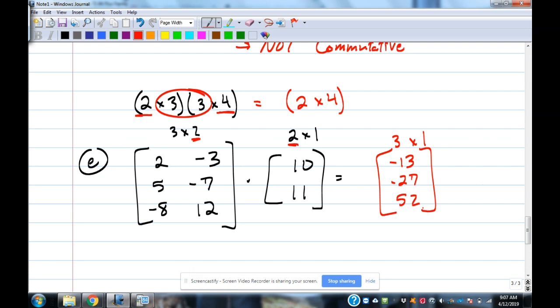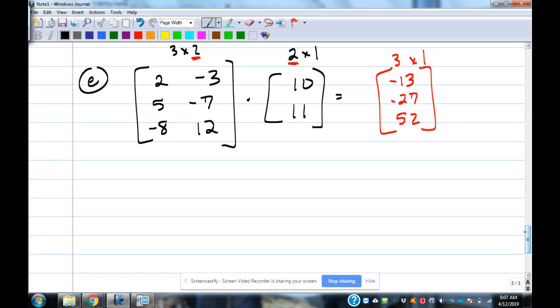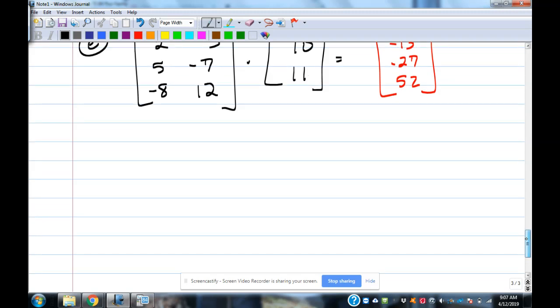Again, I don't expect you to do matrix multiplication by hand. If you want to learn how to do that a little bit better, I'll be glad to show you on the work day if you want to do that, but I don't require you to be able to do that by hand. All right, next thing is inverse matrices.